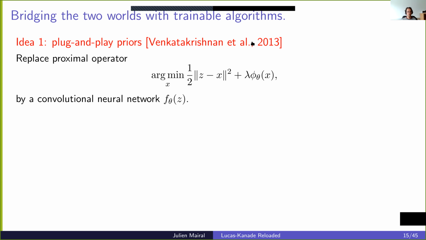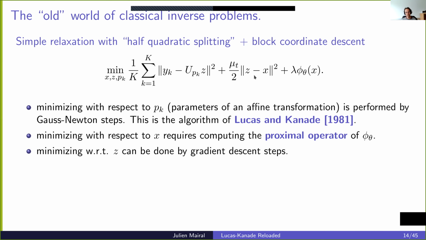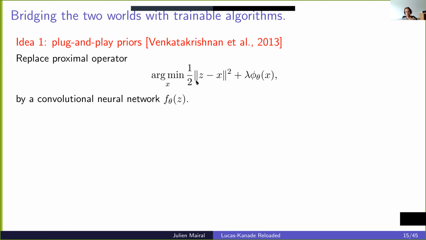The first idea was introduced in this paper from 2013. It's called the plug and play prior method. It's something that looks very strange at first, but there is still some good intuition about it, I think, which consists of saying, well, how does the prior impact the algorithm? The prior impacts the algorithm through these optimization steps. So if I come back to the previous slide, it was the optimization with respect to X. It corresponds to solving a problem like this. And this is called the proximal operator of phi theta here.